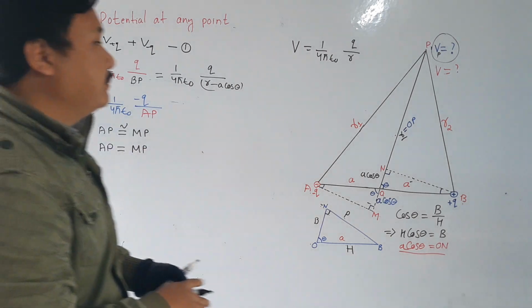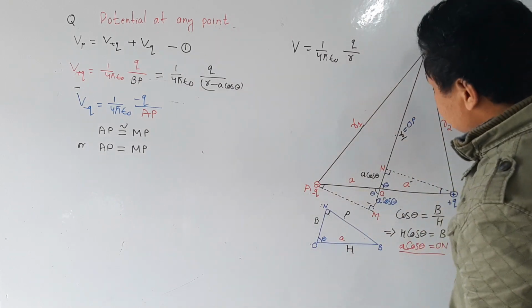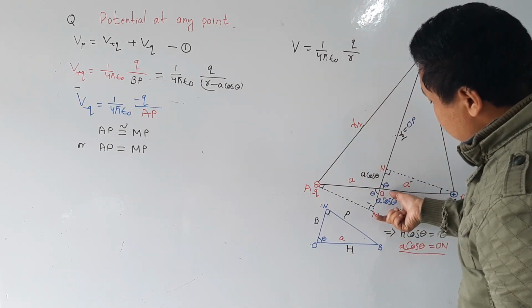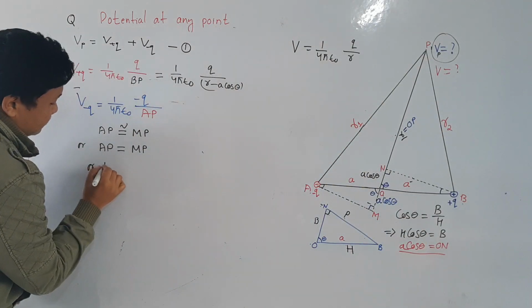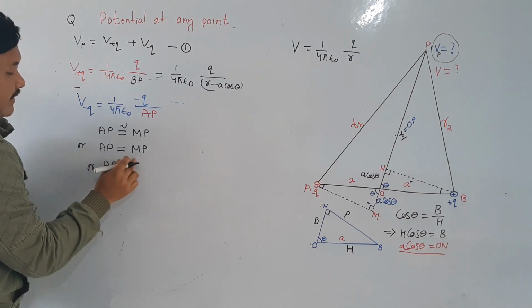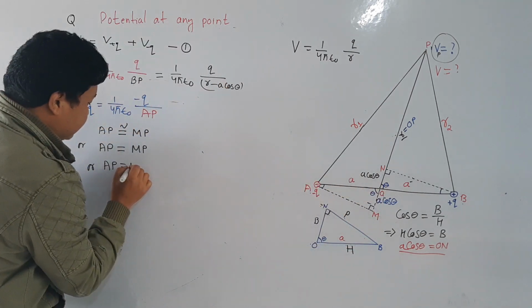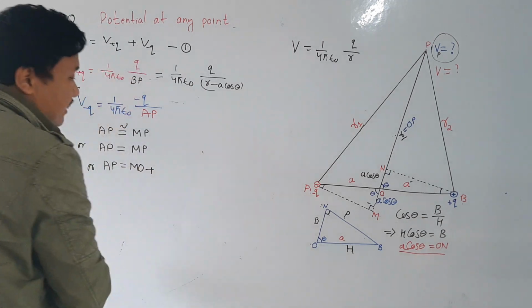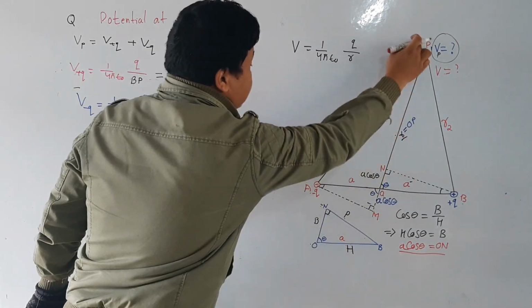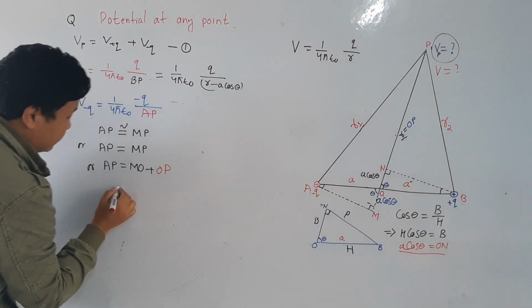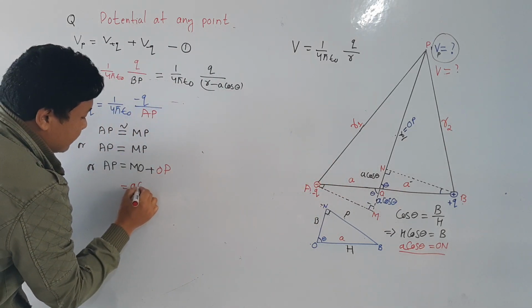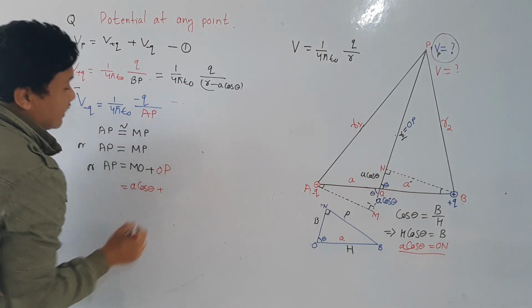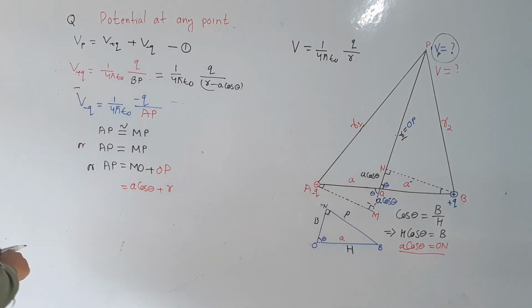Okay. Now how much is MP? MP is MO plus OP. Okay. So just write AP is equal to MP, which is MO plus OP. This MO is again A cos theta. So A cos of theta plus OP. Again this is my R. So this is my AP.